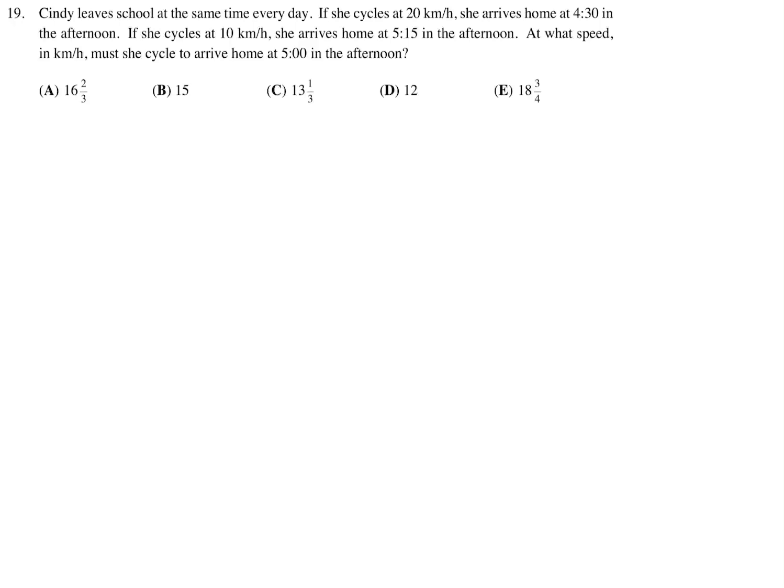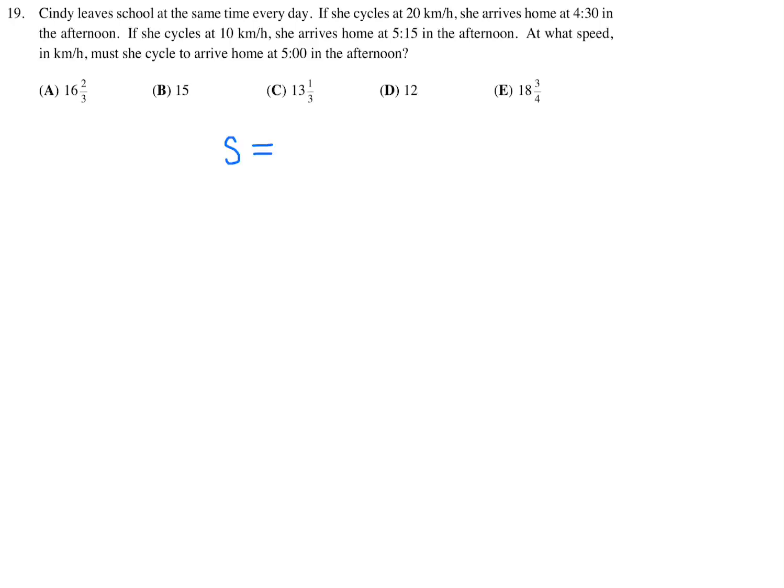Cindy leaves school at the same time every day. If she cycles at 20 kilometers an hour, she arrives home at 4:30 in the afternoon. If she cycles at 10 kilometers an hour, she arrives home at 5:15 in the afternoon. At what speed in kilometers per hour must she cycle to arrive home at 5 in the afternoon?